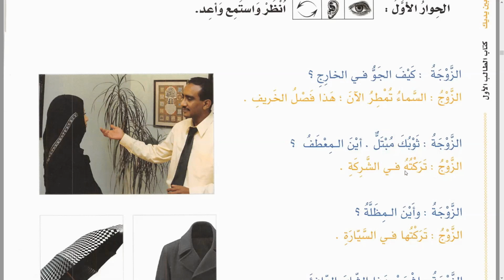تركته في الشركة. Tarakta, taraka yatruku, right? Taraka, to leave, taraktuhu bisharikati. Now, can anyone tell me, in this taraktuhu, I left it in the company, right? He left the coat in the company. So can anyone tell me, where is the verb, what is the fa'il, and what is the object in this word? Anyone can try? Where is the object, and what is the fa'il, everything is there.